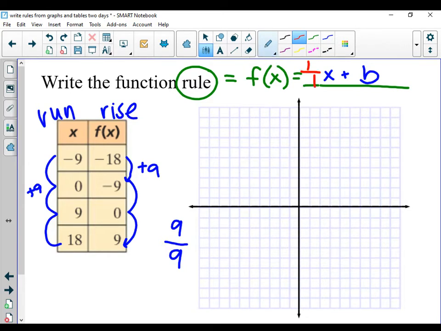Savannah? +0. I know why you think that, not quite. Where the run is 0, no. Ooh, this would be a low one. My graph would start way down here at -9.